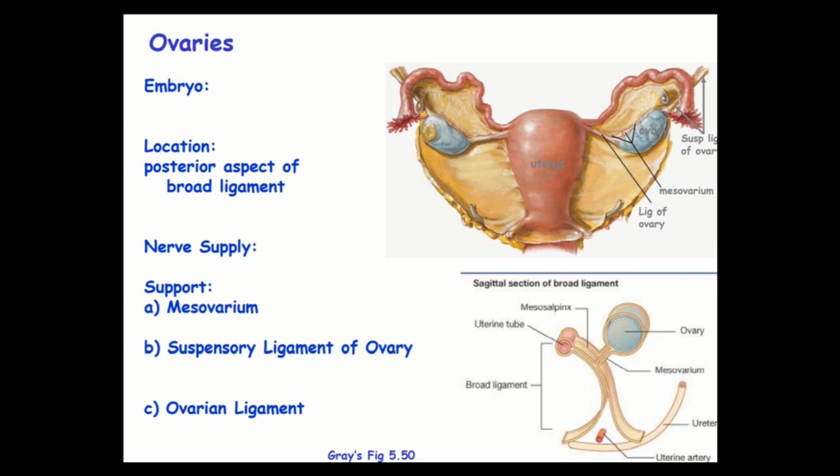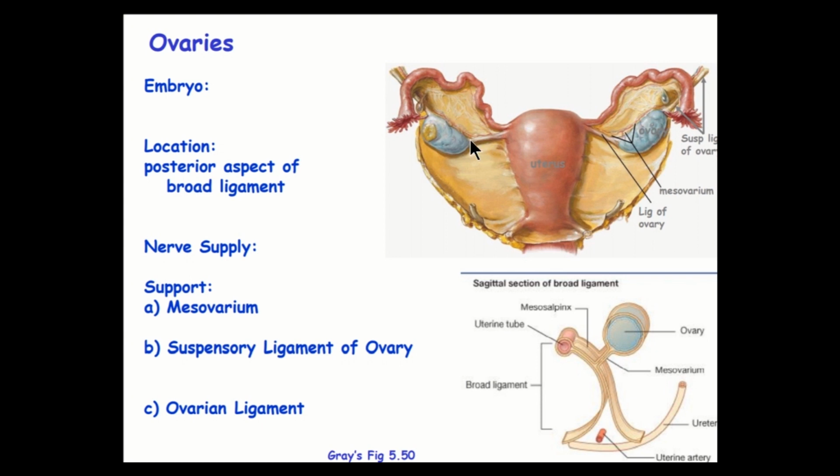Alright, so now let's jump over to the ovaries. Each ovary is an oval shaped organ which is located near the lateral wall of the pelvis, just inferior to the inlet of the pelvis. The ovary is suspended by an extension of the broad ligament which is known as the mesovarium.